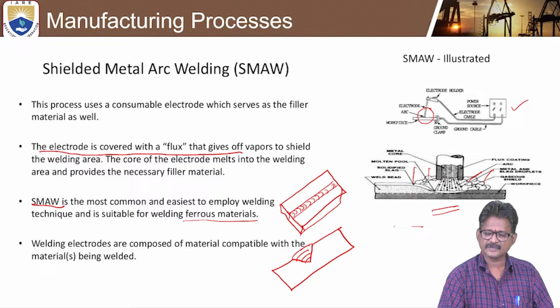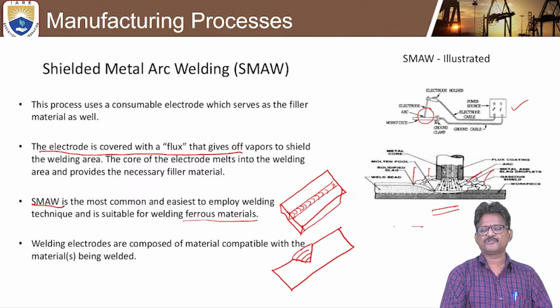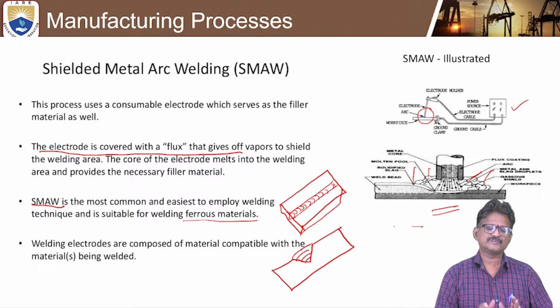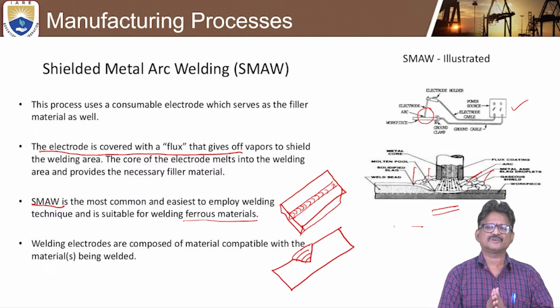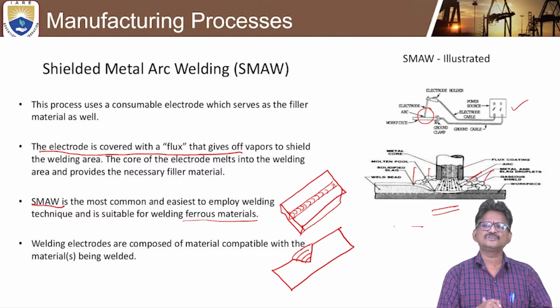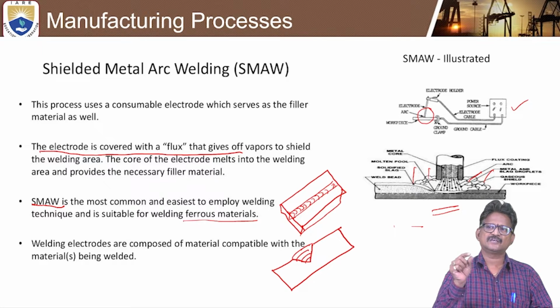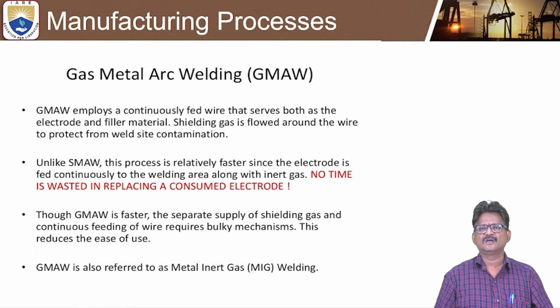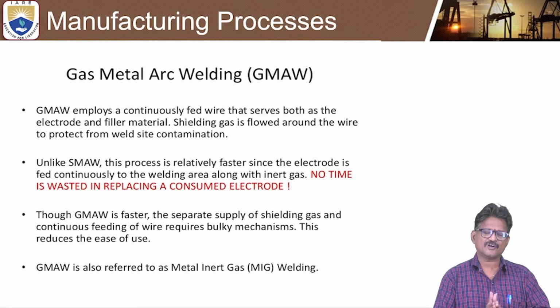So the shape, either V or U type of weld, can be obtained in the shielded metal arc welding process. So this is what the shielded metal arc welding process is about, where you have the electrode, the electrode holder and the workpiece, and how the power source will be connected, positive and negative. Now coming to gas metal arc welding.